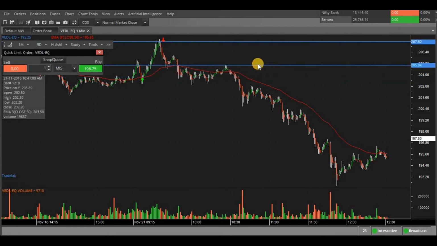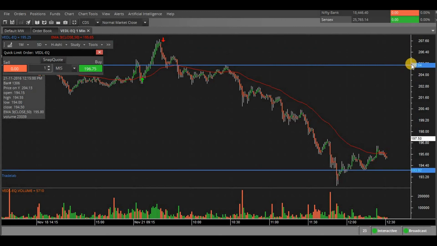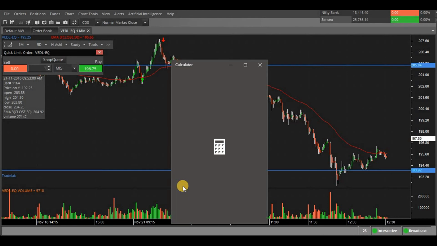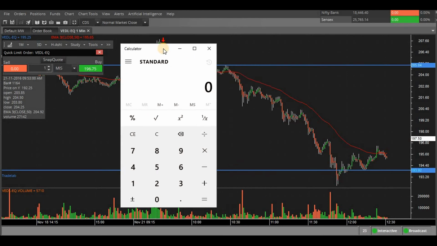So here I shorted it, and I bought back the shares at this point. You can see I shorted at 205 and bought the shares back at 193. Now see how many points of profit I made. 205 minus 193, that is 12 points profit. If you had gone short, with 12 points, you are making a profit of about 1200 rupees. This is your profit.